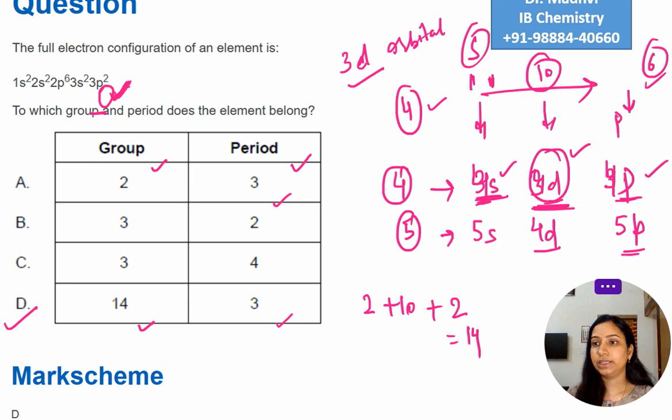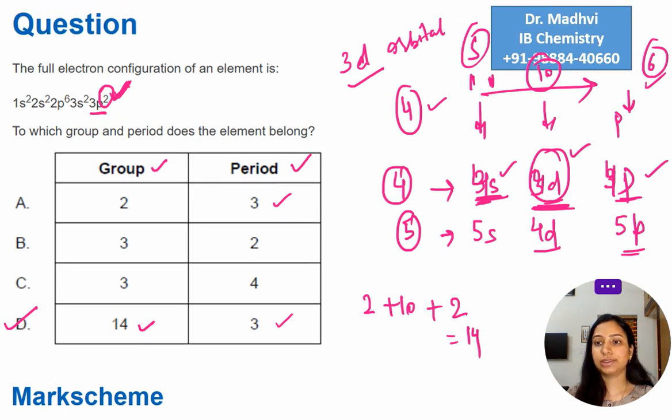Yes, the answer is D. So this is the shortcut to solve these types of questions fast. I hope you understand.